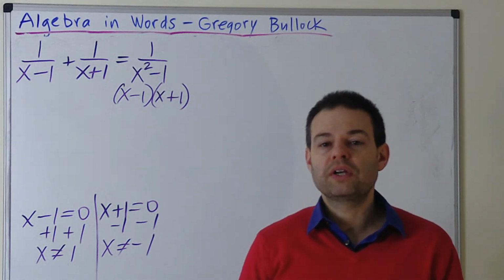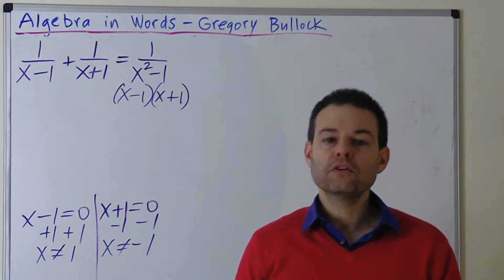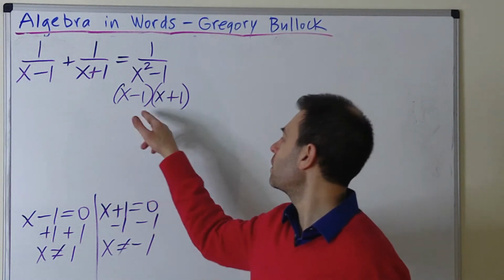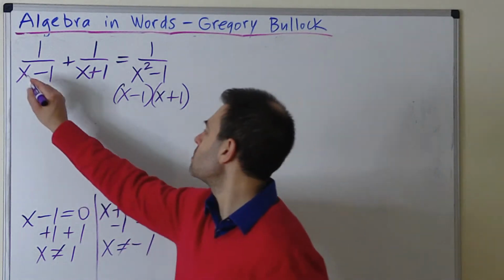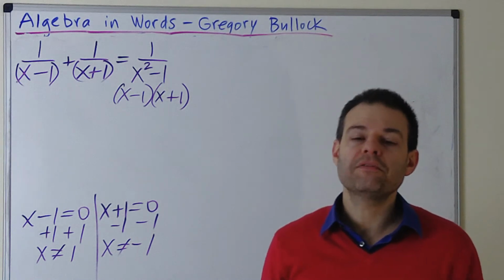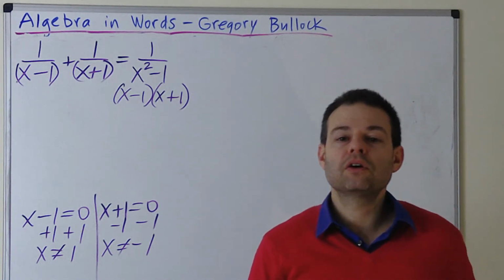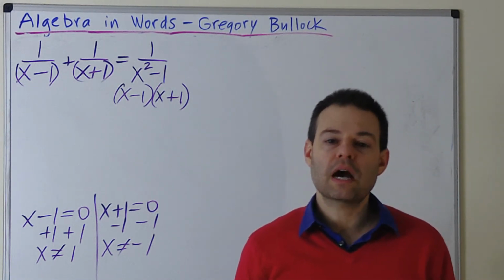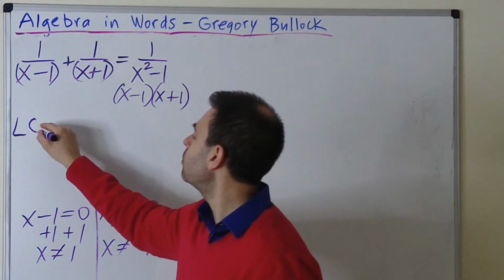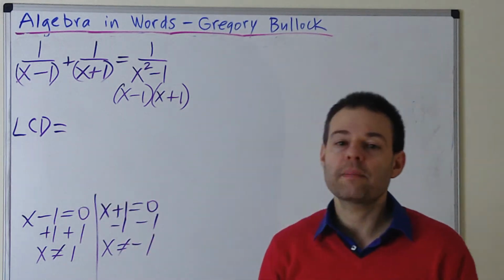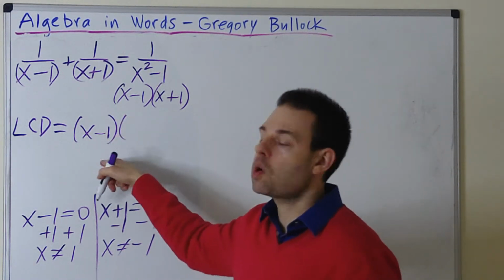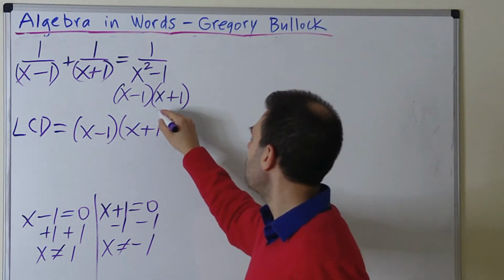So the next thing we're going to do is we would want to factor the denominators if we haven't already, but we already have. Also, let's put these in parentheses to recognize them as binomial factors. And now let's go to finding and determining the least common denominator. So let's just write it out. Least common denominator is going to be the quantity x minus 1 times the quantity x plus 1.